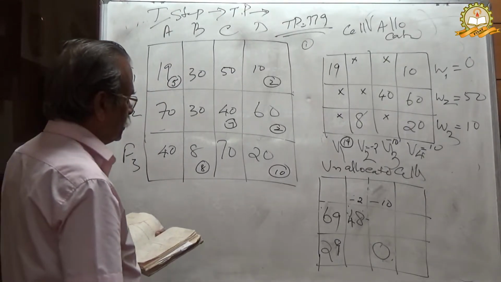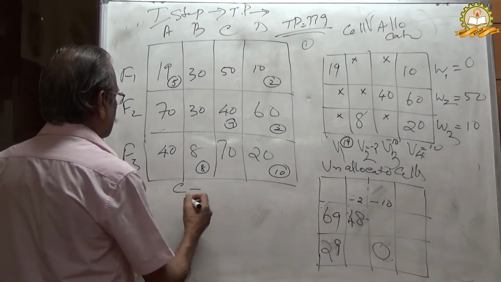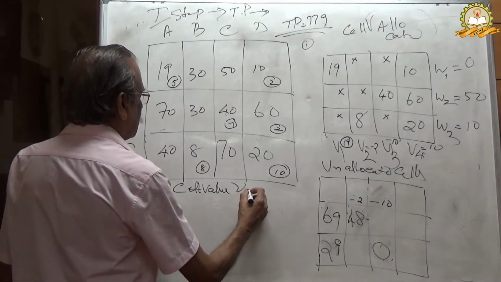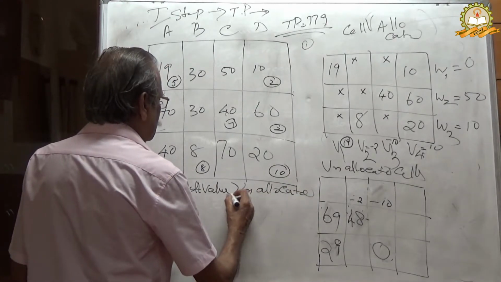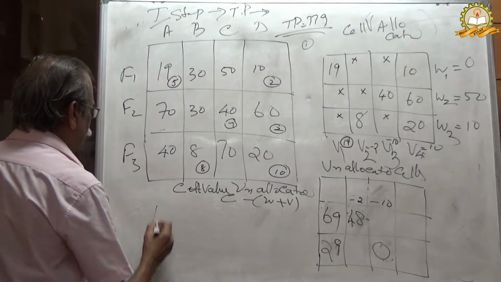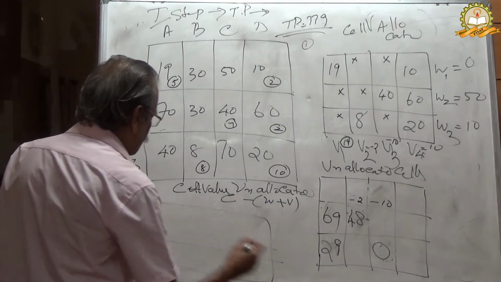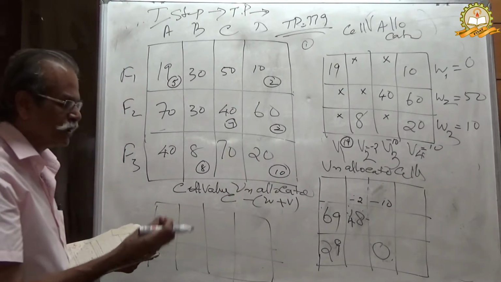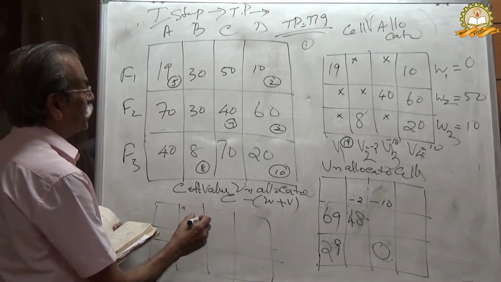Therefore, you can write the heading: cell value for the unallocated cells using the formula C minus (U plus V). This is for the unallocated cells.